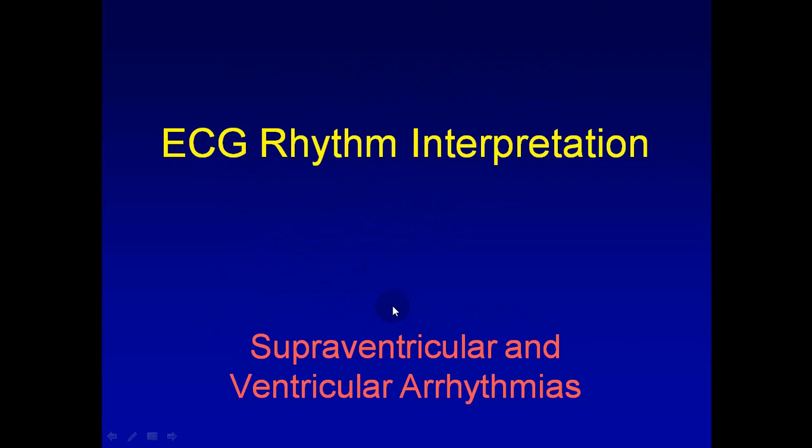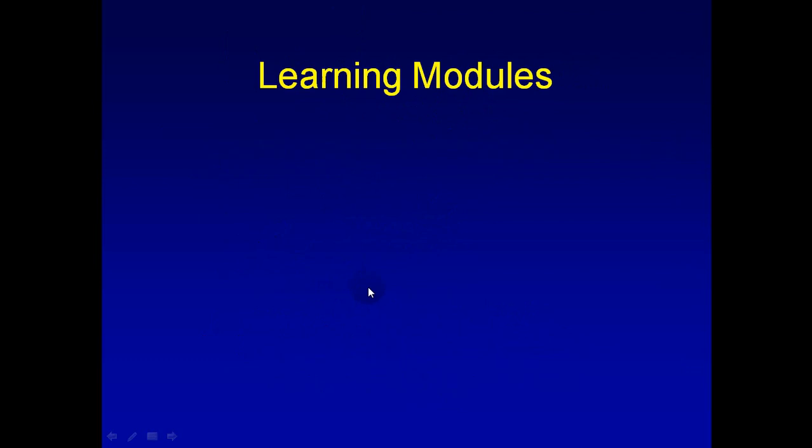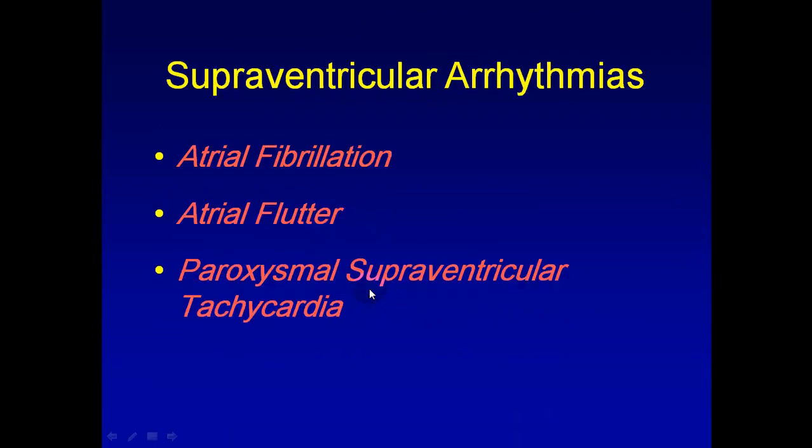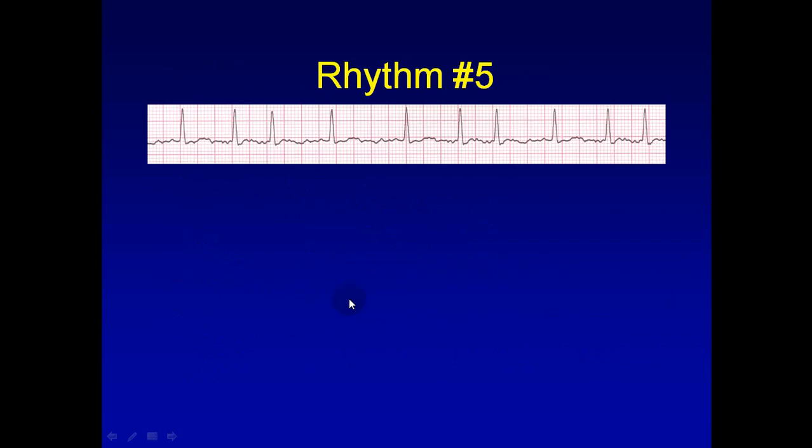Today's lecture covers a few points about the arrhythmias above the AV node, what's called supraventricular, and some common examples of them, as opposed to a ventricular arrhythmia. So we will cover a few points about atrial fibrillation, atrial flutter, and SVT, what's called paroxysmal supraventricular tachycardia. Look at this ECG.